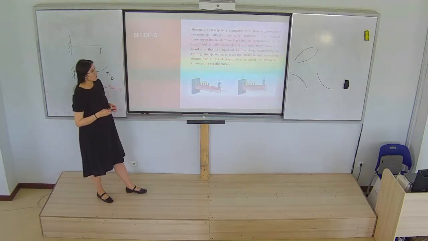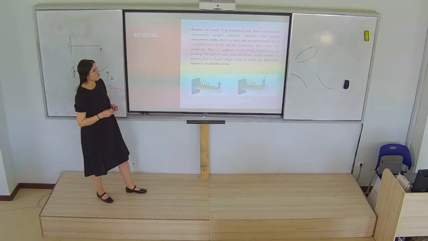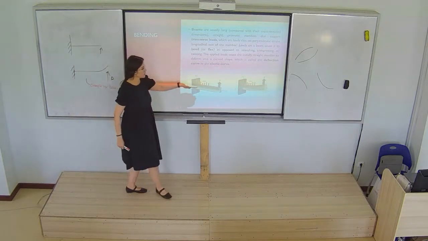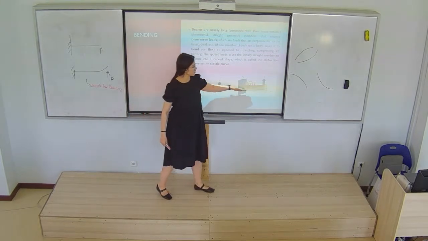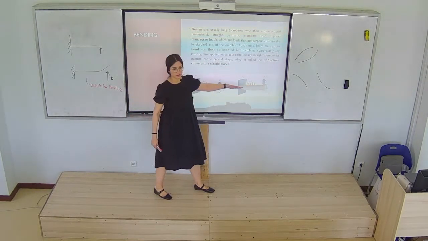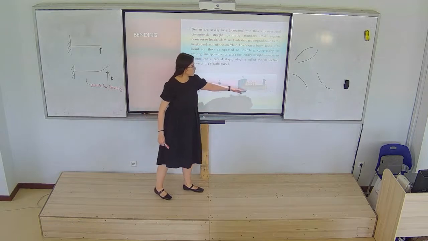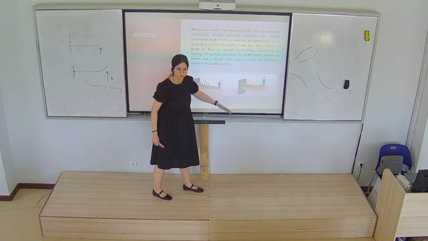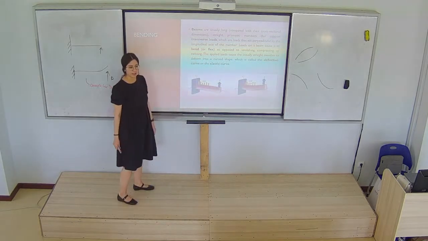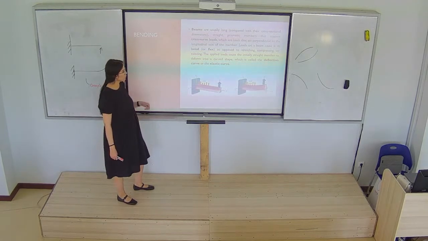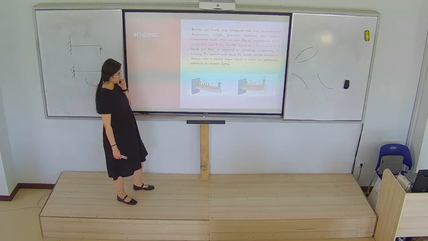And also, the applied loads cause the initially straight member to deform into a curved shape. This one is the straight condition. This one is the deformed condition. This one we will call the deflection curve. Okay? After bending, we will have a deflection curve, or the elastic curve.